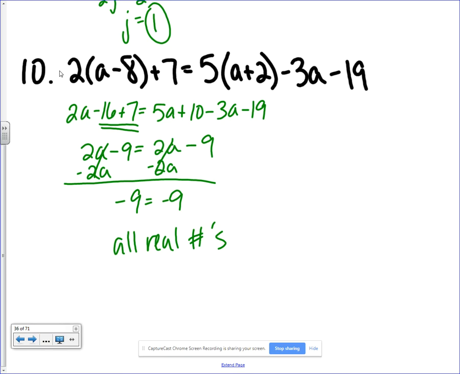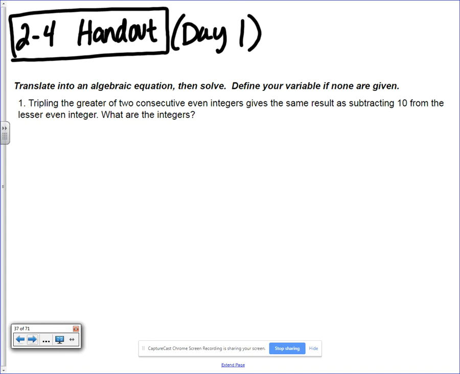Okay, so I came down to a true statement. -9 does equal -9, so my answer here is all real numbers. All right, let's switch gears a little bit. Let's go to your handout. Let's see about writing our own equations and then solving them.